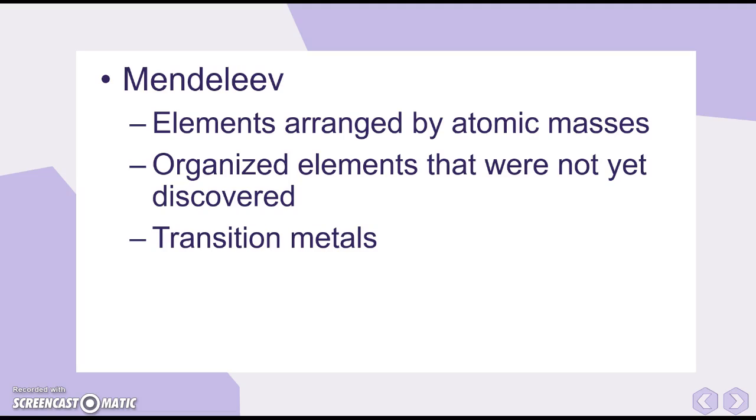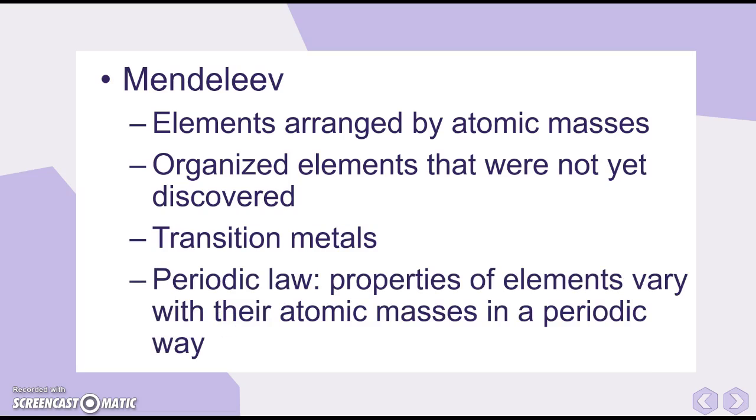And ultimately, he came up with more or less an organization to everything that we call the periodic table. And he came up with the first version of the periodic law, which says that properties of the elements vary with their atomic masses in a periodic way. Now, this is not actually the modern periodic law, so this is not the one I want you to know or memorize because it's going to be modified. But it worked for the most part.